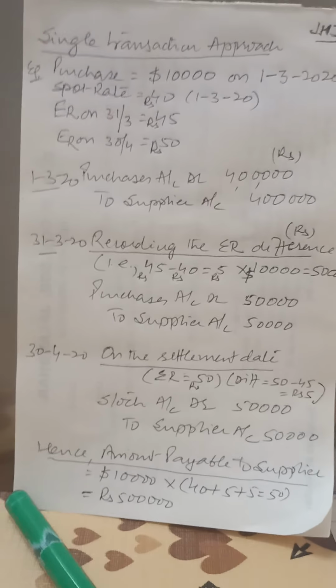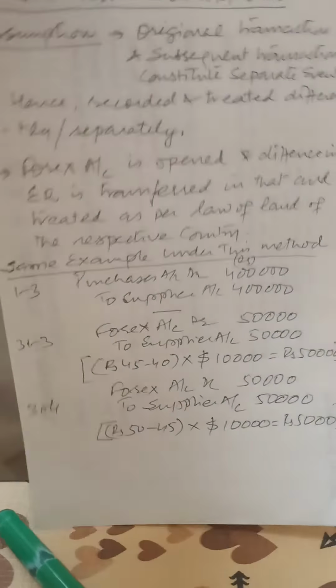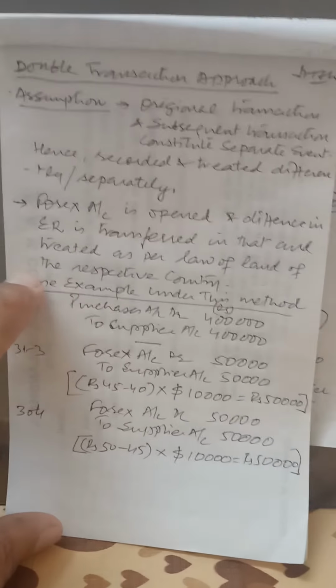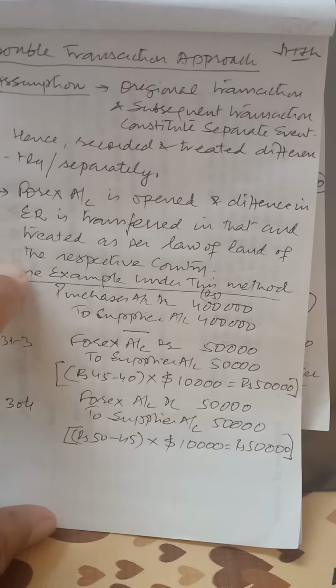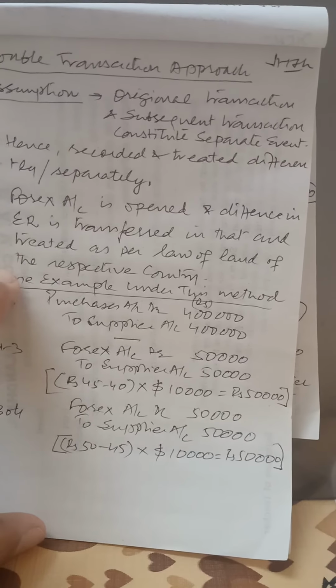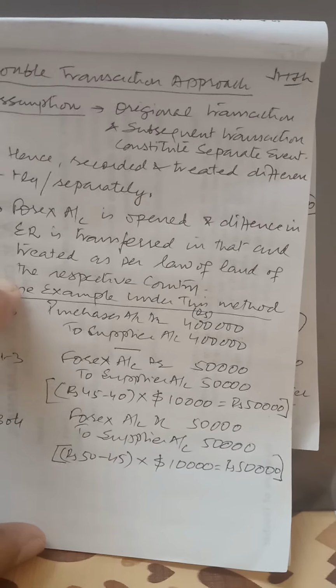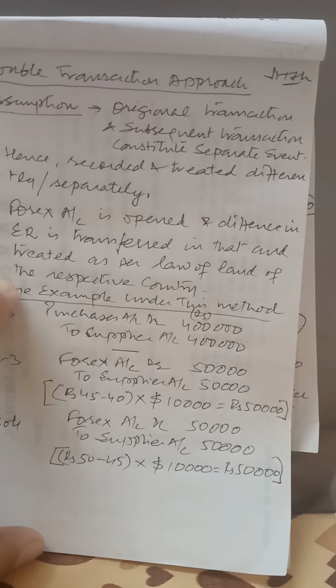Then I move to the second example, rather second method, that is the double transaction approach. In the double transaction approach, it is assumed that the original transaction and the subsequent transaction constitute separate events. They are not taken as one. They are recorded and treated separately, differently.